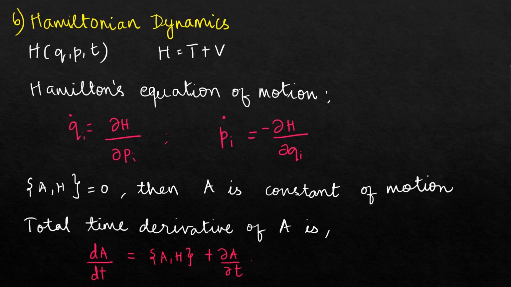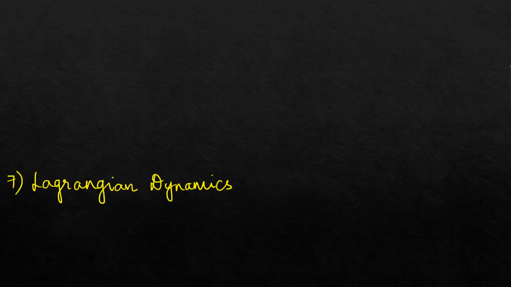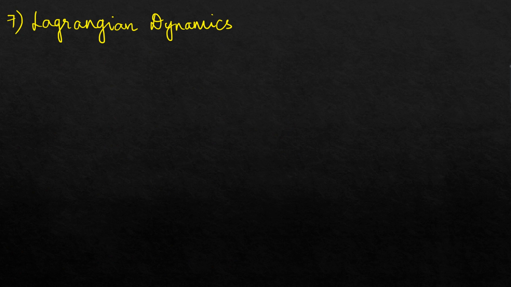And then this is the other thing, the total time derivative of A, dA by dt, is equal to the Poisson bracket of A comma H plus dou A by dou t. It is similar to the same in quantum mechanics, but here we are going to use the Poisson brackets. So just remember these. Let us see Lagrangian dynamics, important points.